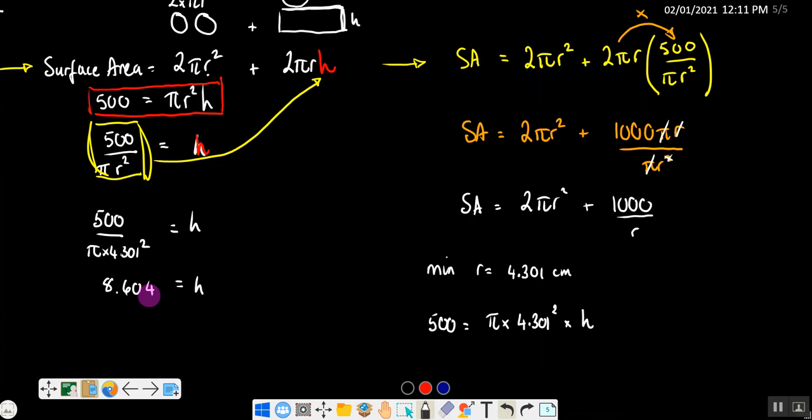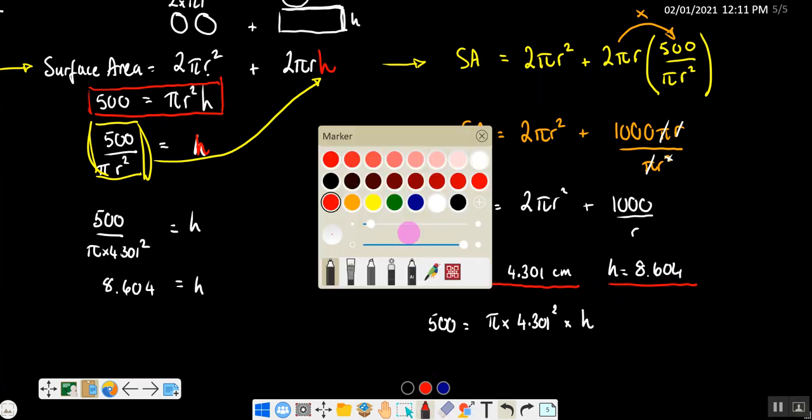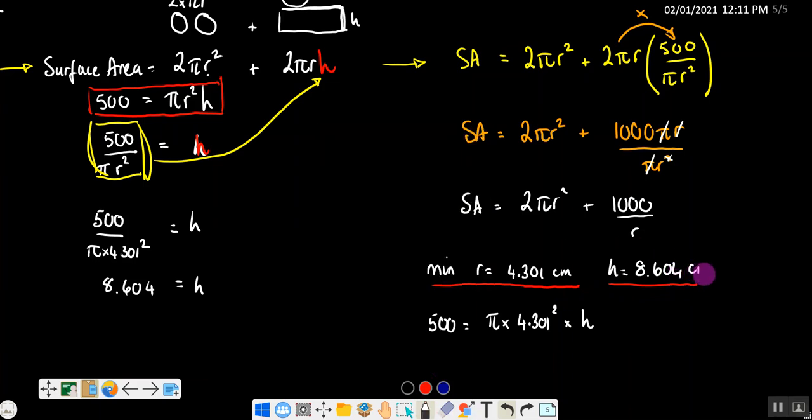Okay, so I now have R is that, H is 8.60. That's rounded to 4 significant figures, but I'll probably have to round them to different values, 3 significant figures, but both should be in centimeters, and that's the dimensions of my can. All right.